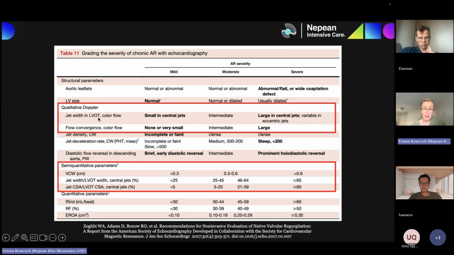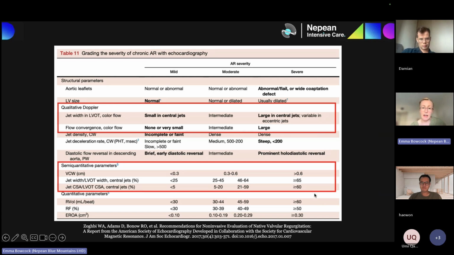So I guess we can look at the jet width in the LVOT. In severe, it's often large, but with eccentric jets you can really underestimate severity, so just be really mindful of that. And then, just as we saw as I was slowing down there, we have that small jet width in mild. Flow convergence is really absent in mild, or very small. In moderate, it's somewhere in between, which isn't really that helpful, is it? It's all sort of qualitative. And then you get this large flow convergence, just like I showed you on that previous loop, in severe aortic regurg.